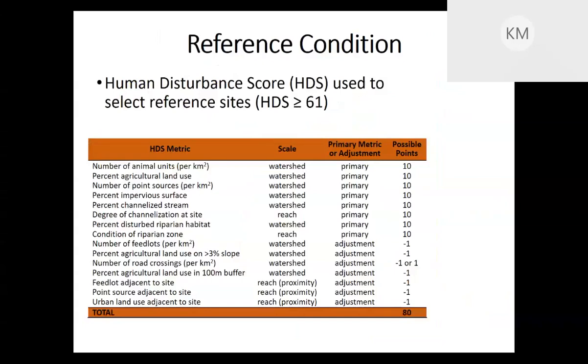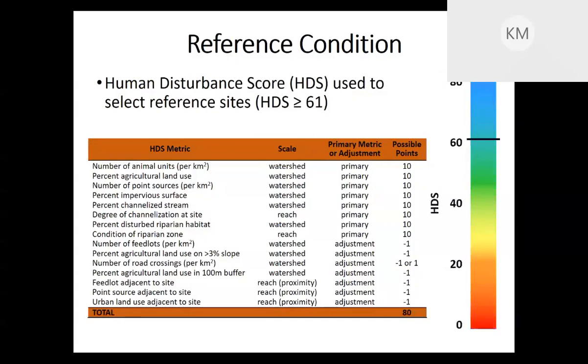So the first way to get at this was to use a reference condition, and this is commonly used in the U.S. anyway. We developed a human disturbance score, which measures essentially the amount of human activity within the watershed. So, how many point sources are in the watershed, what percent of the land use is agricultural, how much of it is developed or impervious. And you get a score of 0 to 80. 80 is basically an undisturbed watershed, with 0 being obviously heavily disturbed.